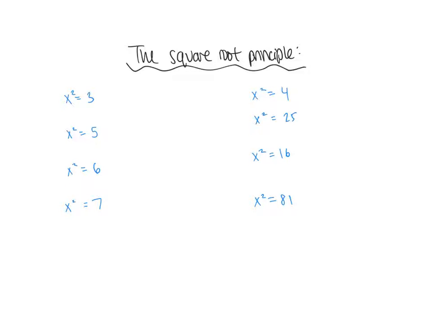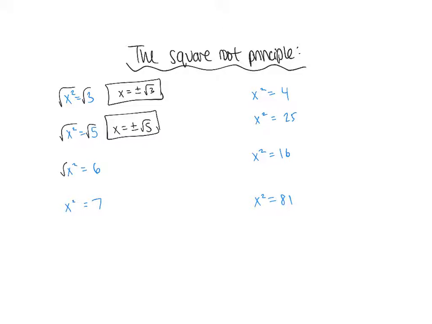Okay, now to undo the square, to get the x alone, we would take the square root of both sides. So here we would get x equals plus or minus the square root of 3. And we leave it as the square root of 3 because it's a decimal, okay? So we leave it as the square root of 3 so that it's exact, okay? Same with root 5. We have x equals plus or minus root 5. Same with 6. X equals plus or minus root 6. Same with 7. X equals plus or minus root 7.